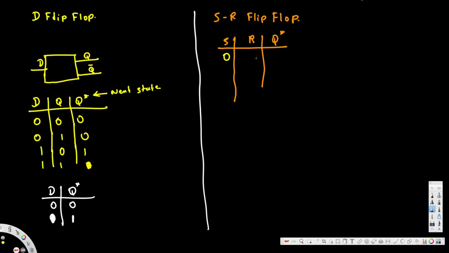0 0 Q, 1 0 1, 0 1 0, and after that 1 1 not allowed.